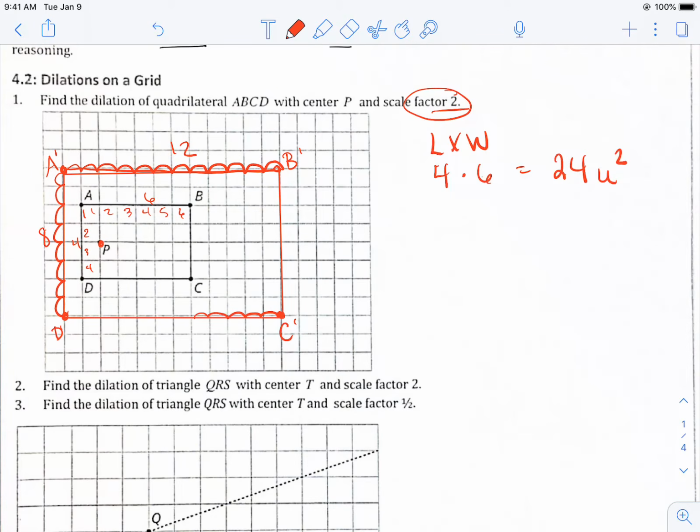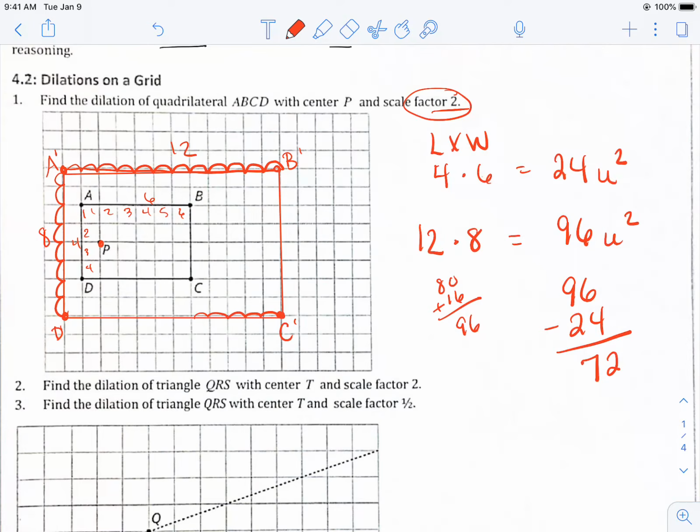But now let's do our multiplication. Length times width, so 12 times 8. Well, 8 times 10 is 80, and 8 times 2 is 16. And add those together, and we have 96. So this is 96 units squared. So it's not double the area. It's actually more. So if we think about how much more, if we do 96, and we take away 24, let's see, we have 72.